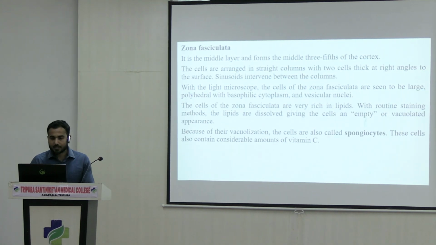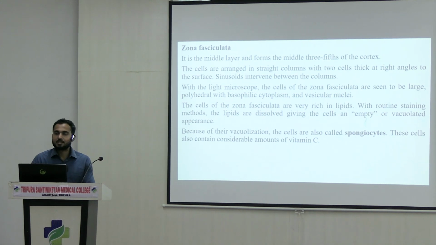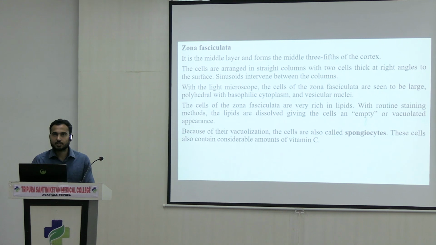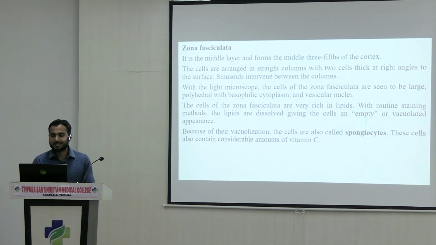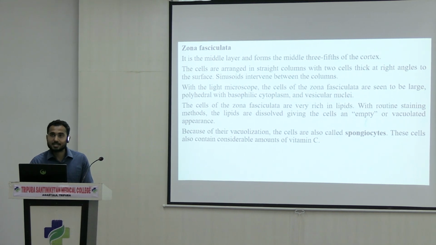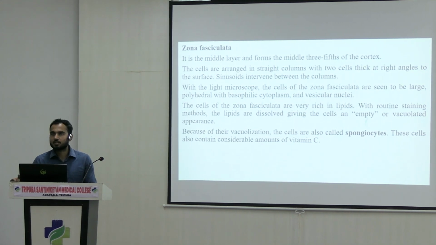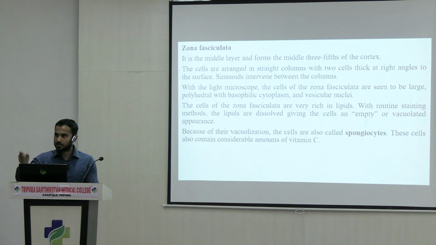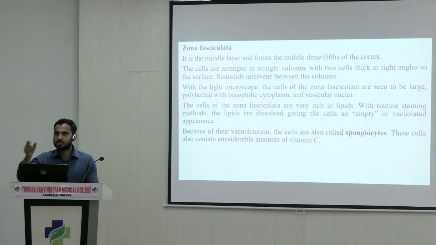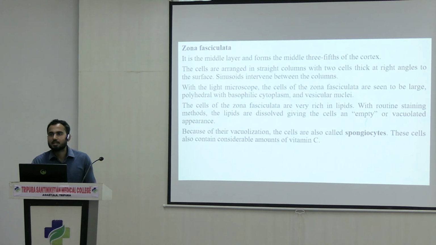Next, the middle layer, the largest zone, is the zona fasciculata. First of all, it is the middle layer. 3/5 of the cortex is occupied by the zona fasciculata. If you see the cells, they are present in the form of straight columns, 2 cells thick. Suppose one column is there, another column, another column. Like these straight columns are there, and in between the columns of the cells, the capillaries are present.